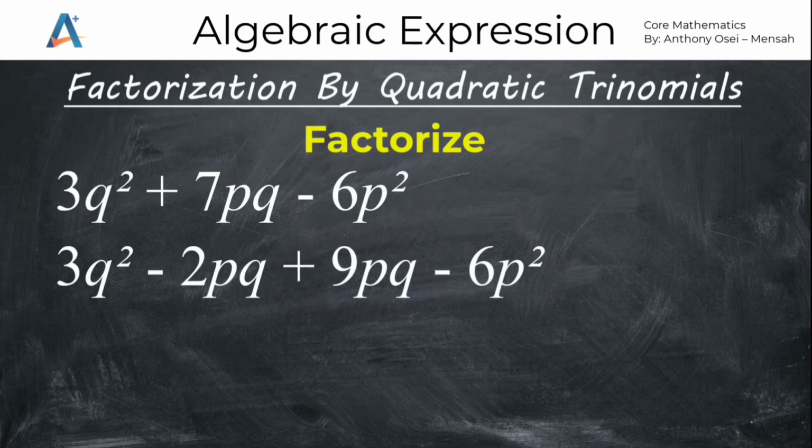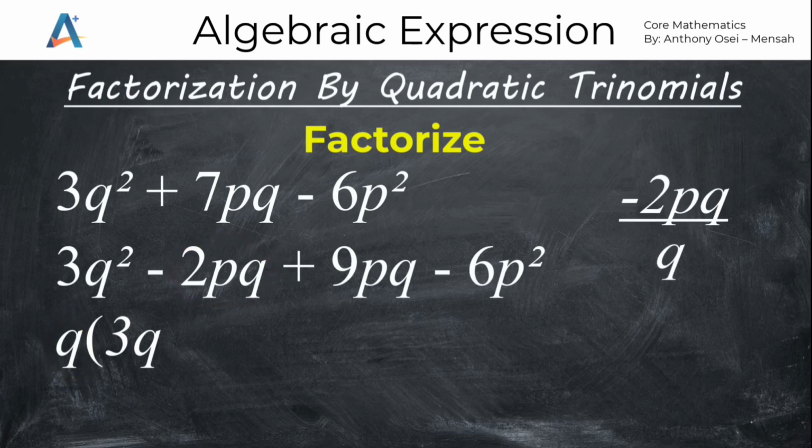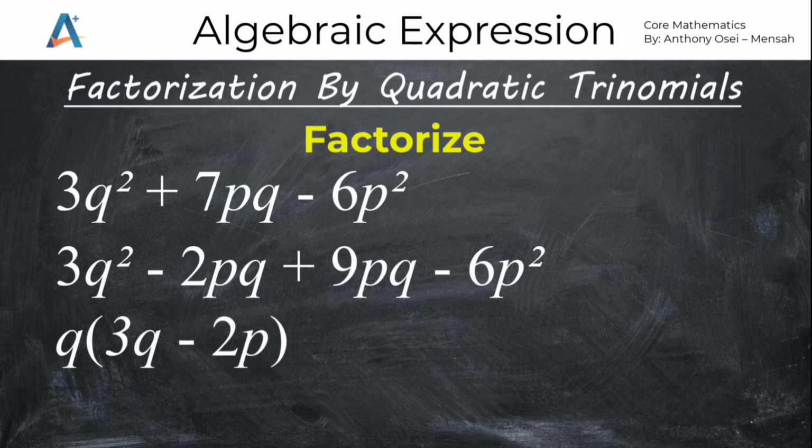So with this, we have the groups. 3q squared minus 2pq has q as the common factor. So q out, open and close the bracket. Now 3q squared divided by q: q goes into itself 1 and into q squared gives q. So the final answer will be 3q, and we replace it here as 3q. Then from the second term, we have pq divided by q. Q into itself is 1, and into pq gives p, remaining with minus 2p up there. So minus 2p would be here.